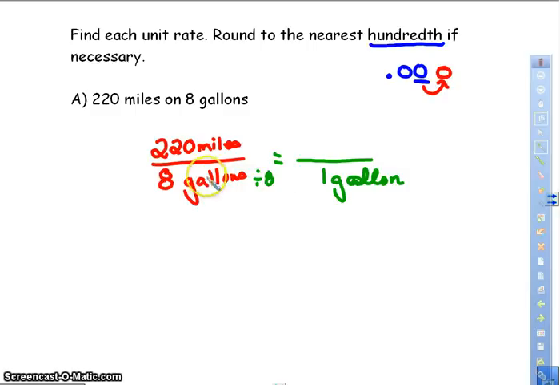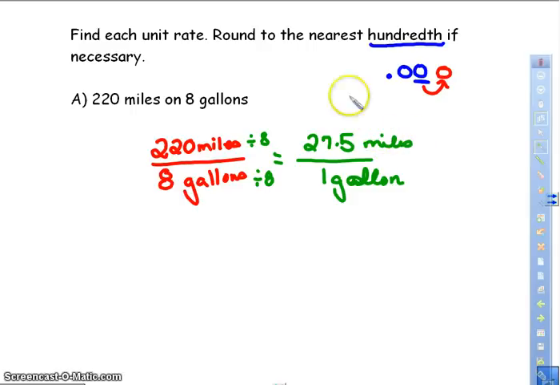And whatever I do to the denominator, I have to then do to the numerator. So I'm going to take 220 divided by 8. If you need to plug that in your calculator, please do so. 220 divided by 8 is 27.5. I don't have to worry about rounding to the nearest hundredth because my answer ends on the tenths. And that's 27.5 miles.